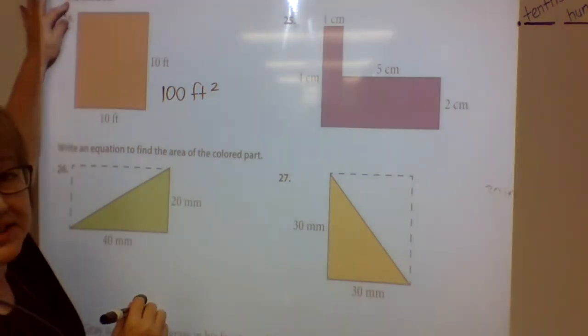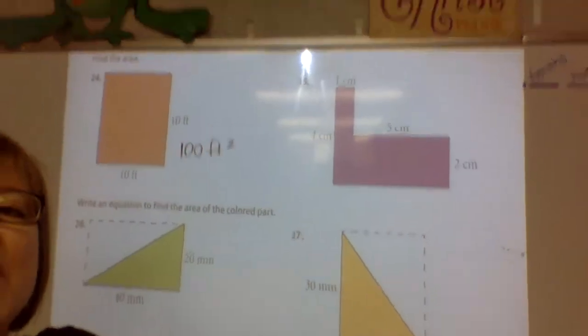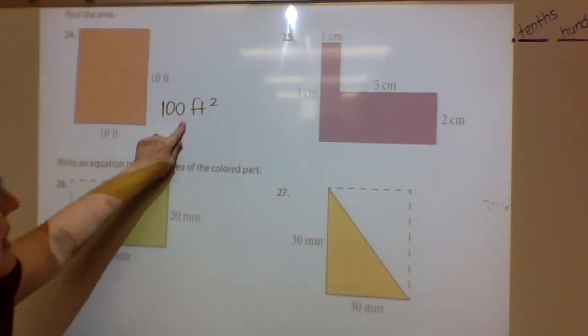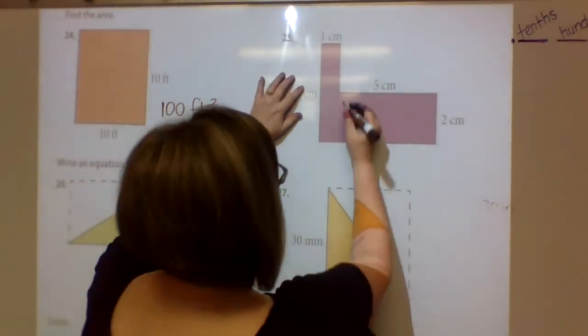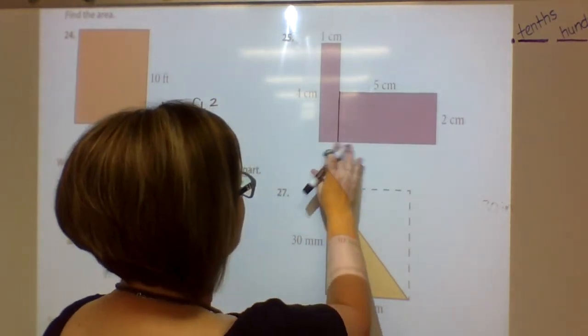It didn't say you had to write the equation, so if you did, that's fine. It's okay if you didn't write the equation this time because it doesn't say to. So you could just write the answer, 100 square feet. This one, you have to add the 2 together though, because there's 2 different shapes there.